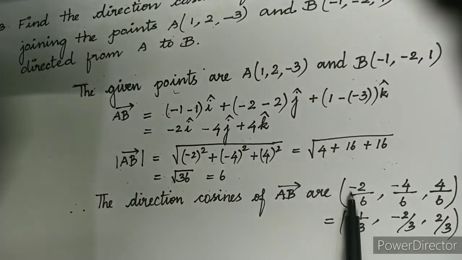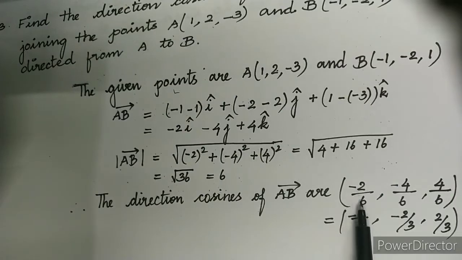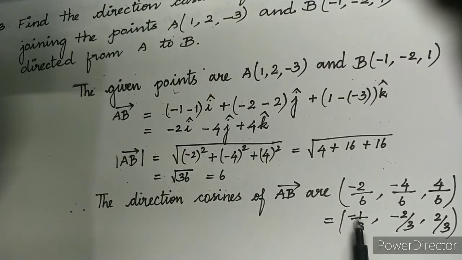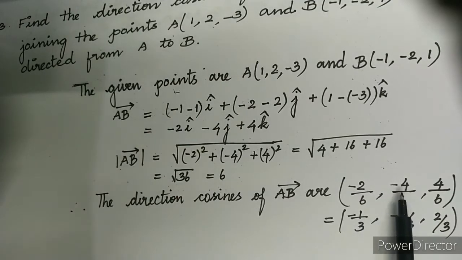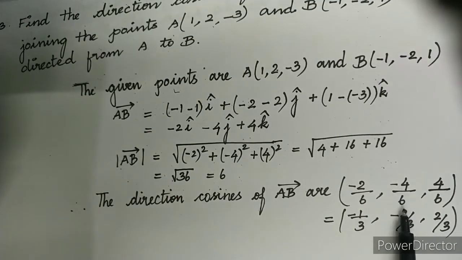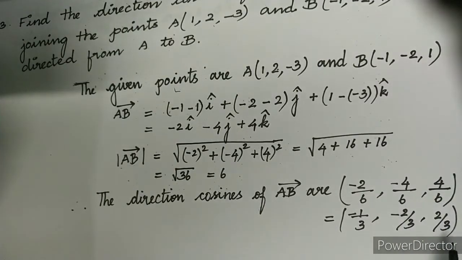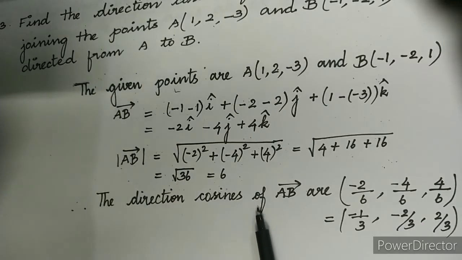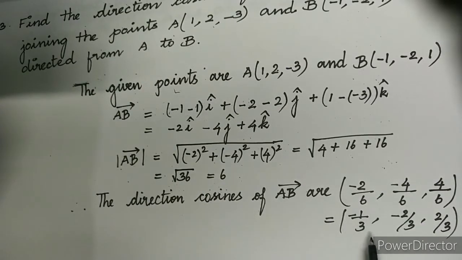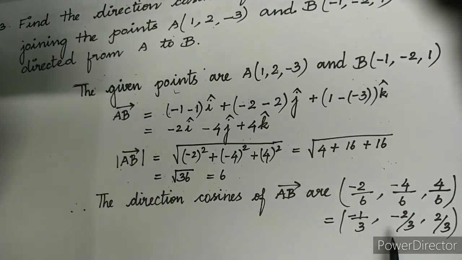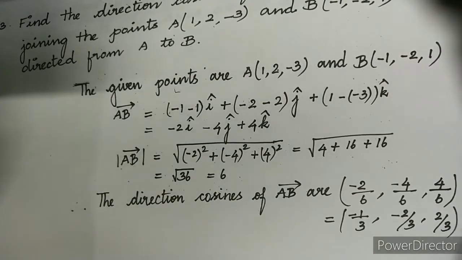We can simplify this one. That is minus 2 by 6. If we simplify, we will get minus 1 by 3. And similarly, minus 4 by 6. If we simplify, we will get minus 2 by 3. And 4 by 6 is 2 by 3. So, the direction cosines of AB vector are minus 1 by 3, comma, minus 2 by 3, comma, 2 by 3.